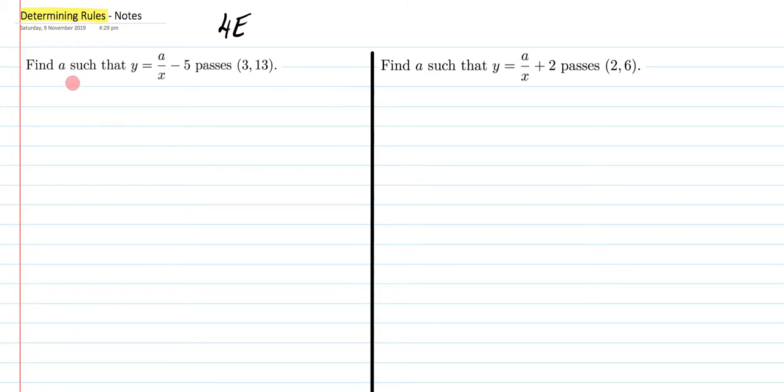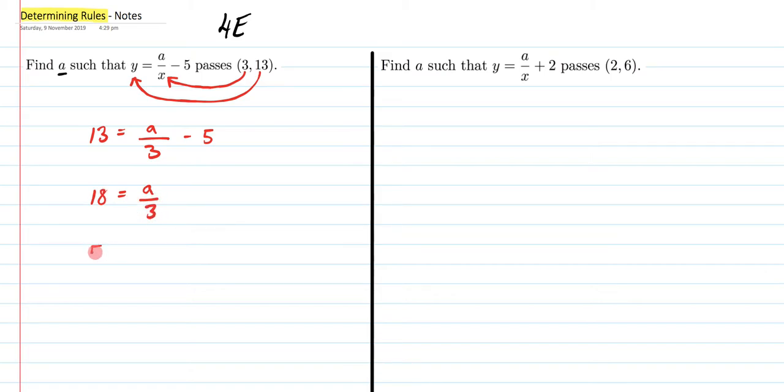So the first one asks us to find the value of A for this equation, which passes through 3 and 13. So what we're going to do is, because we have this unknown, I'm going to plug in my x value into my x spot and my y value into my y spot and then solve for A. So what I'm going to get is 13 equals A over 3 minus 5. I'm going to plus 5 to both sides. I'm going to get 18 equals A over 3, times 3 to both sides. 18 times 3 is 54. It's going to be A.